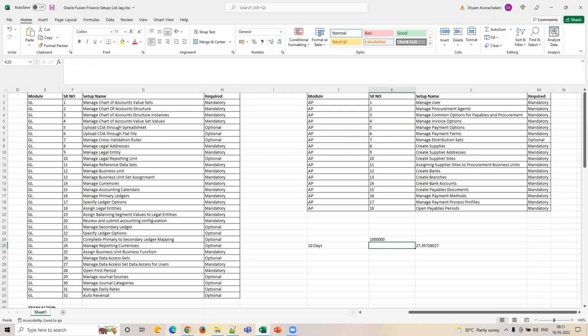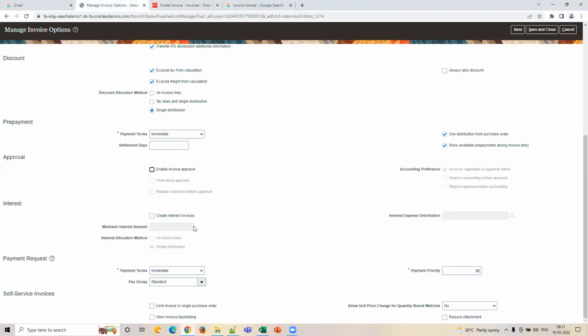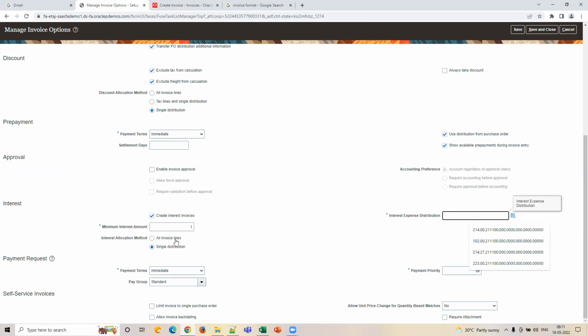In this case, you will create one more invoice for this interest, and you have to pay it to your supplier, right? So basically, is this business unit allowed to create interest invoice or not? Yes, I have allowed it to create interest invoice. Minimum interest invoice amount is 1. Then if I create an interest invoice, what is my expense account? You have to provide the expense account. Interest allocation method. Same as you are seeing here. Do it for all the invoice lines or a single distribution. Always keep a single distribution. This is about your interest invoice.